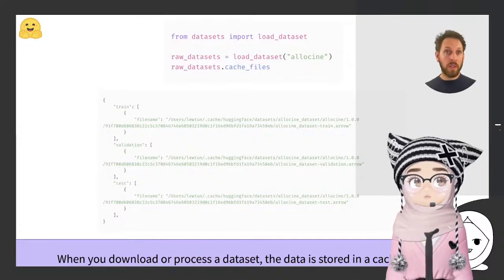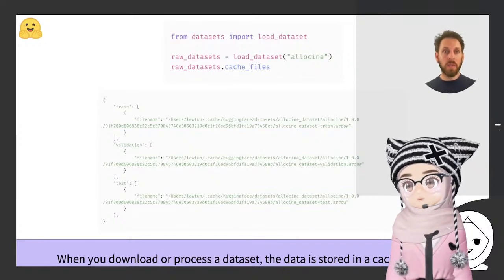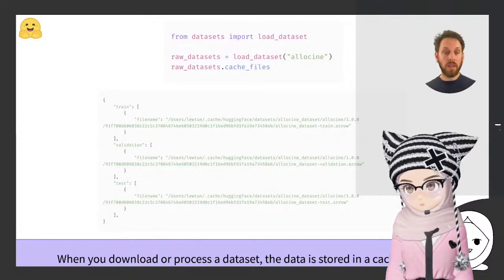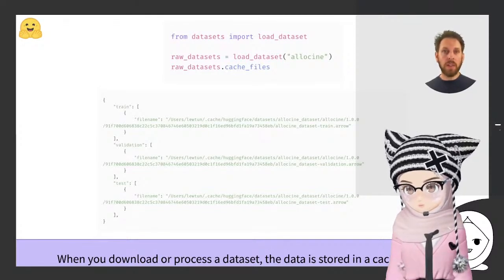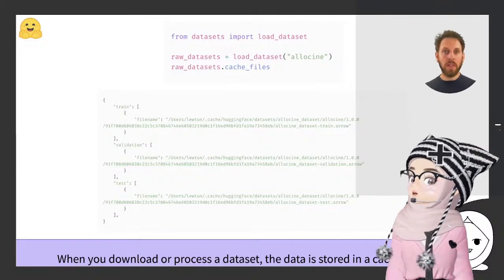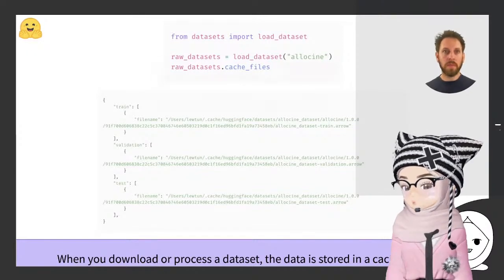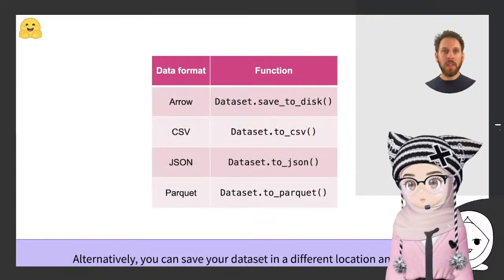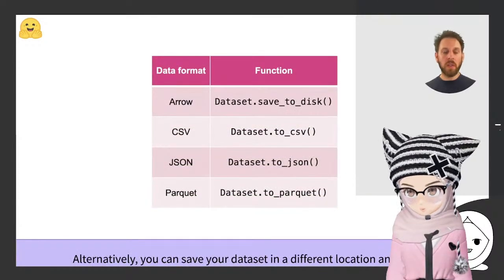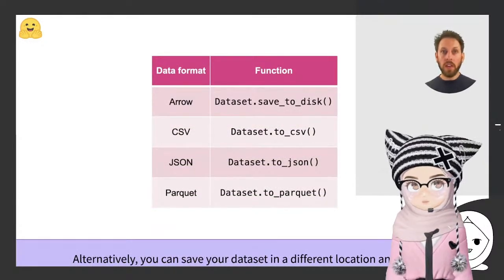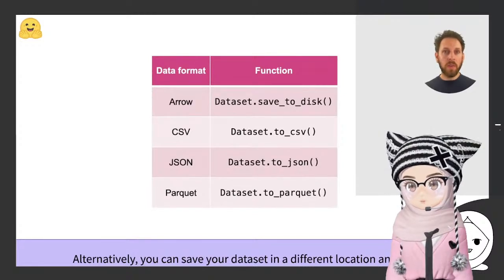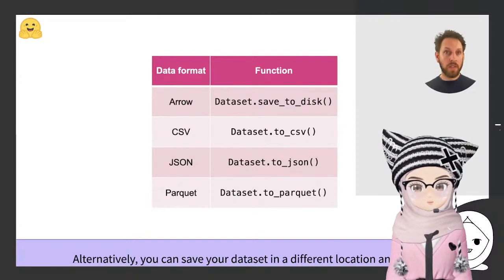Now, the data is stored in the form of arrow tables, whose location can be found by accessing the dataset's cache files attribute. In this example, we've downloaded the Allociné dataset from the HuggingFace hub, and you can see that there are 3 arrow files stored in the cache, one for each split. But in many cases, you'll want to save your dataset in a different location or format. As shown in the table, the datasets library provides 4 main functions to achieve this.